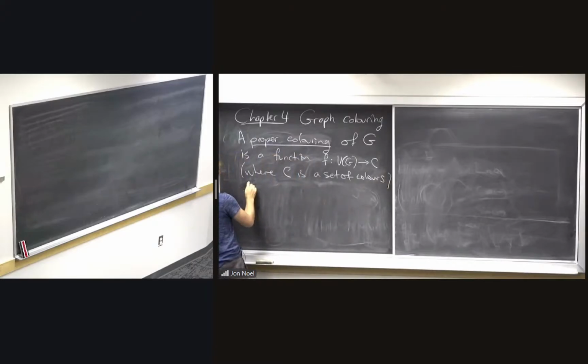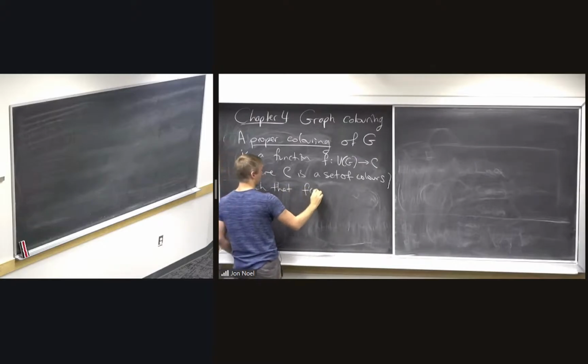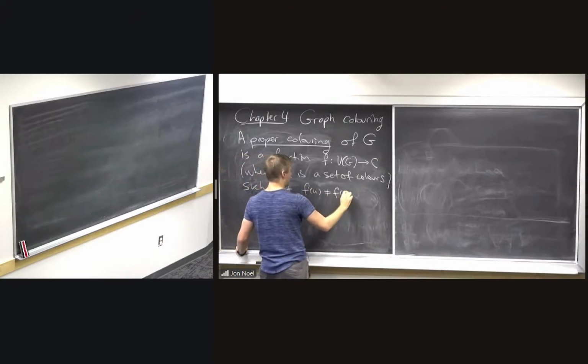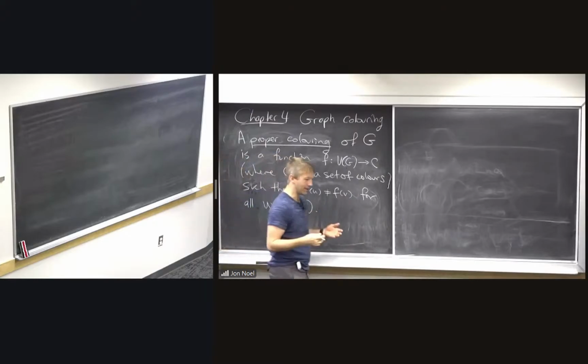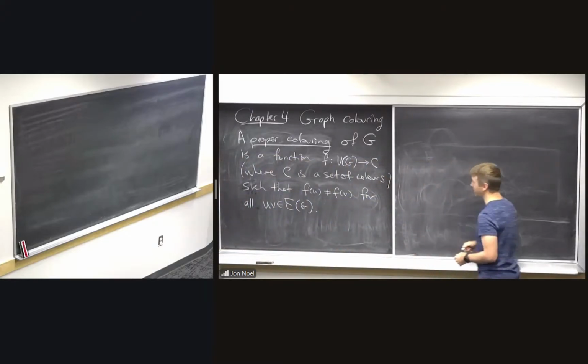Such that f of u is not equal to f of v for all edges uv of the graph. Okay, we've kind of seen this already. We've talked about the 3 coloring problem and stuff like that.